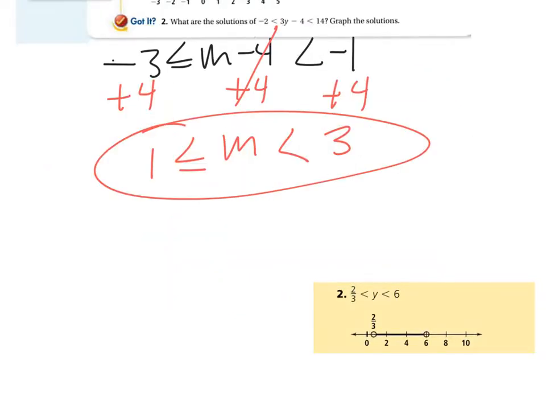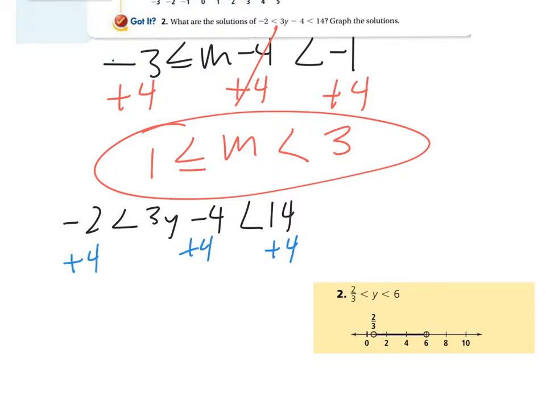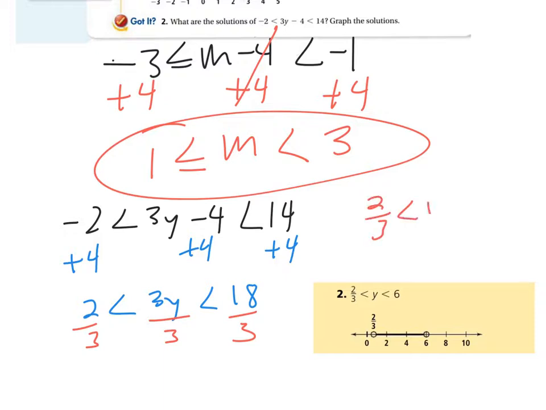So for your problem, you've got negative 2 less than 3y minus 4 less than 14. So obviously you're going to solve it pretty much like a two-step equation, only I have 3 parts to solve. So add that 4, add that 4, add that 4. So we're going to have 2 less than 3y less than 18. Again, the 3 is positive, so no need to flip anything. Divide the 3 off. So we're going to have 2/3 less than y less than 6.